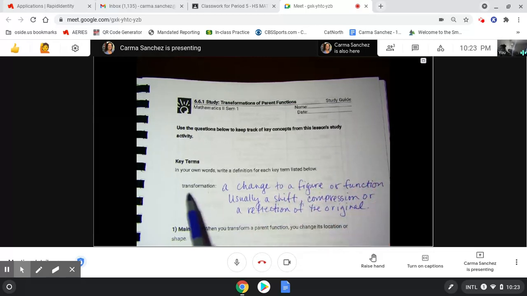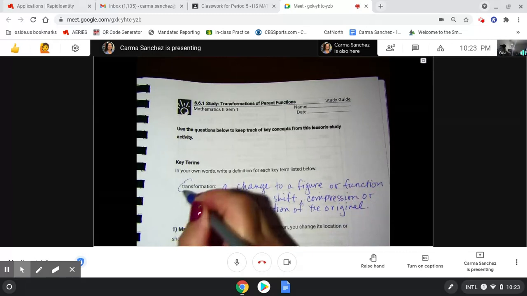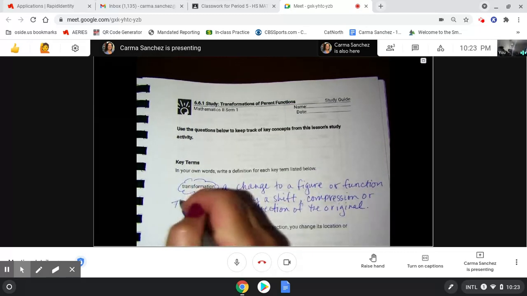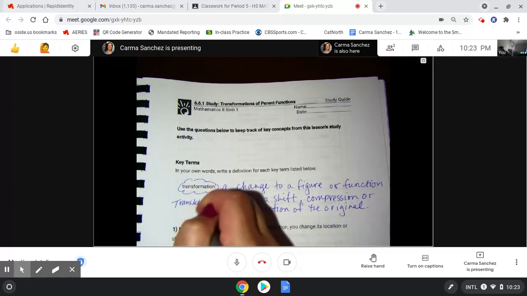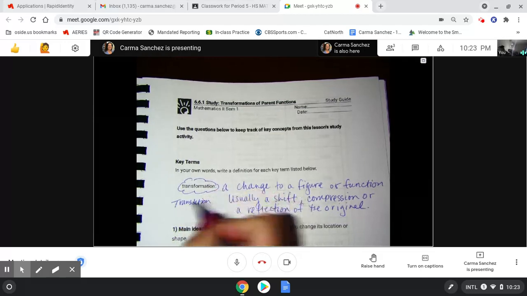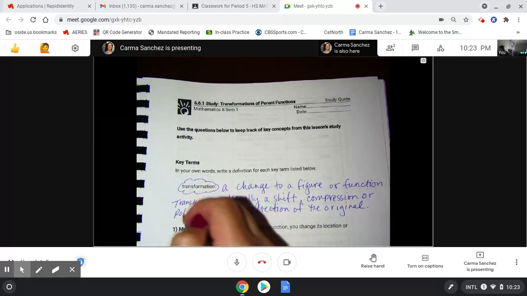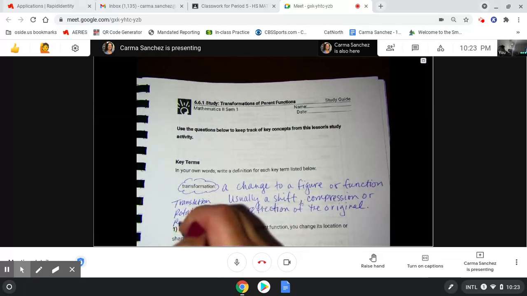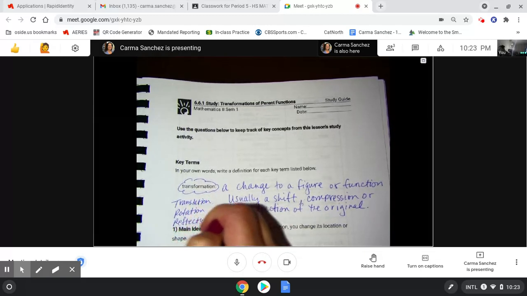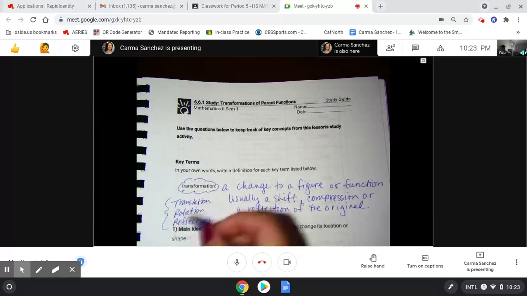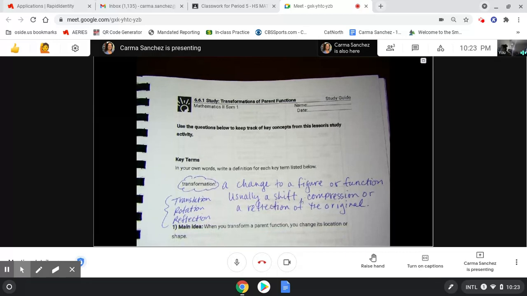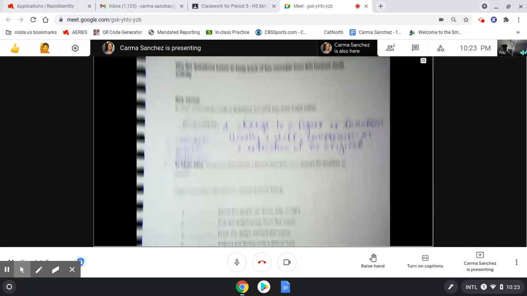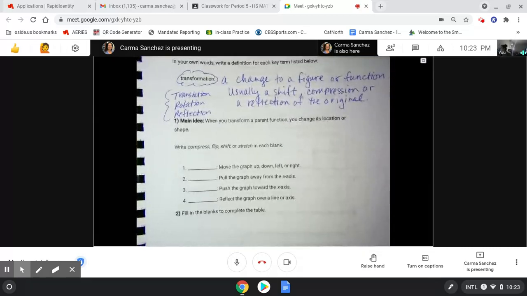Now, the three transformations that we studied in Math 1 were translation, moving a shape right, left, up, or down, rotation, 90, 180 degrees, and reflection, or flipping the image. So these are the three transformations we're supposed to be solid on from Math 1. And then we're going to learn a new transformation called dilation later in this semester.